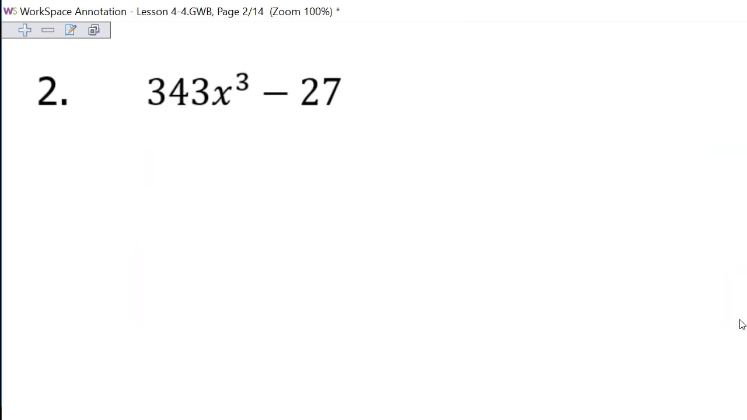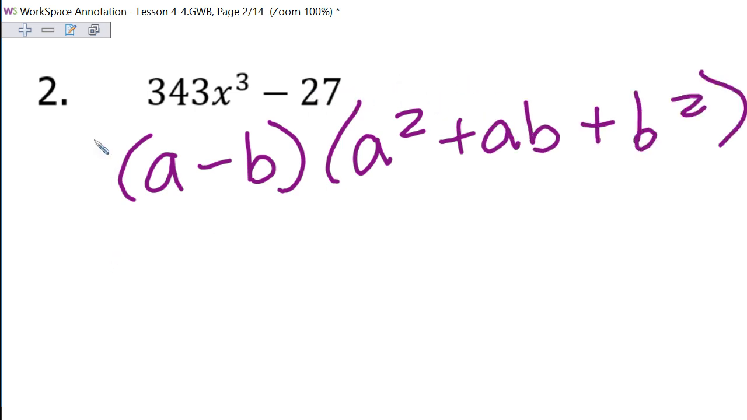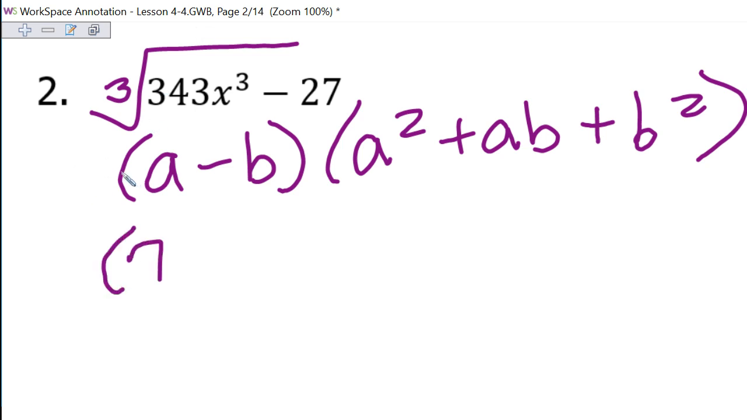Number 2, what is this one called? This one is a difference of cubes because we have the minus sign. And the formula for a difference of cubes is going to be very similar to the last formula, except this one's a minus b, and this will be positive ab in the trinomial. And how do I find a and b? Take the cube root. So what's the cube root of 343? And what's the cube root of x to the third? X. So 7x. Put your minus.